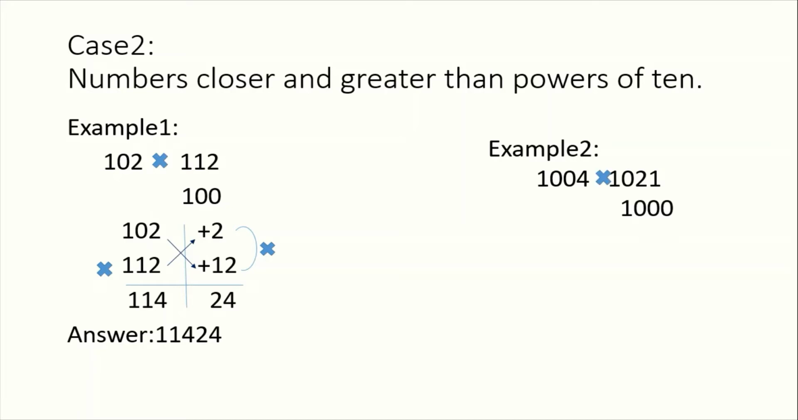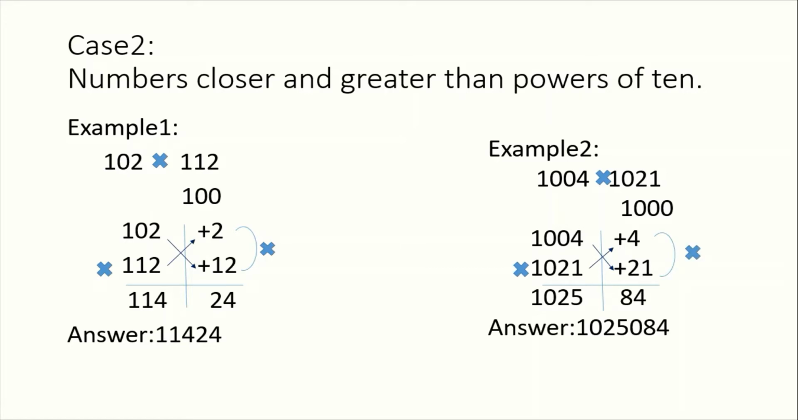We'll see one more example, that is 1004 multiplied by 1021. What is the working base here? 1000. So 1004 is 4 more than 1000. 1021 is 21 more than 1000. What is the next step? For the first compartment, we are adding 21 to 1004. For the second compartment, we are multiplying 4 and 21. That we are getting 84. That is the answer. That is 10,25,084.